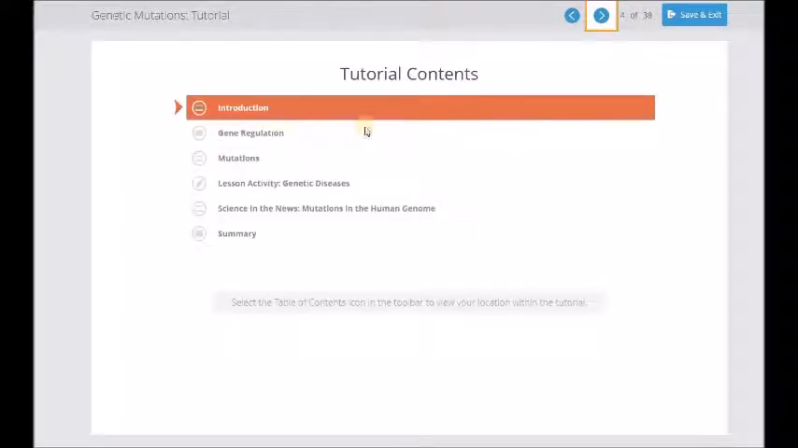This is what I never do before, is go over the tutorial contents with you. So there's gene regulation, mutations, there's an activity, science in the news, and a summary. I never go over the summary, and I'm not going to.